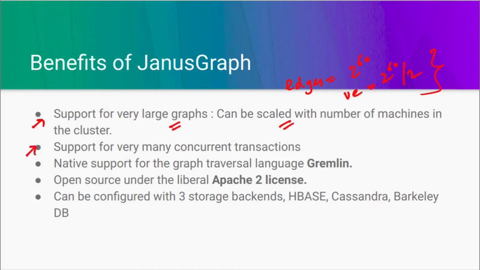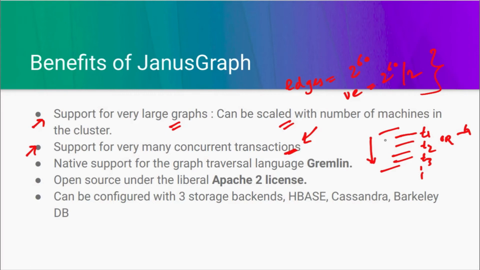The second benefit of JanusGraph is support for very many concurrent transactions. As we are all from IT, we must know what a transaction is. But for people who don't know, a transaction is simply a group of tasks, let's say task 1, task 2, task 3 and so on, or a single task, bound with a simple rule. And that rule is either all the tasks get completed successfully or everything will be rolled back.